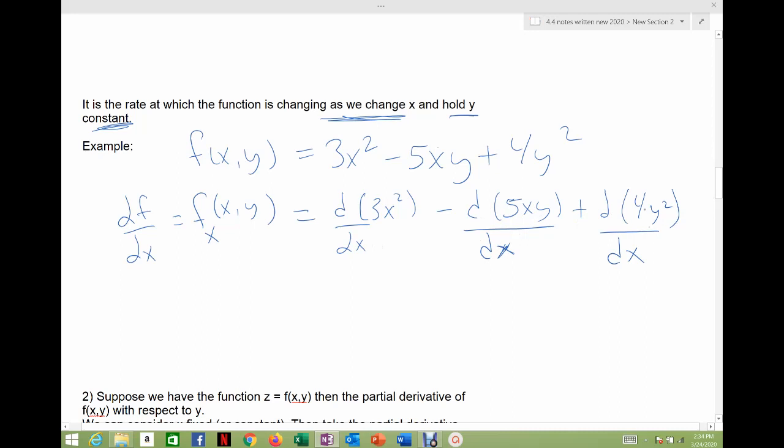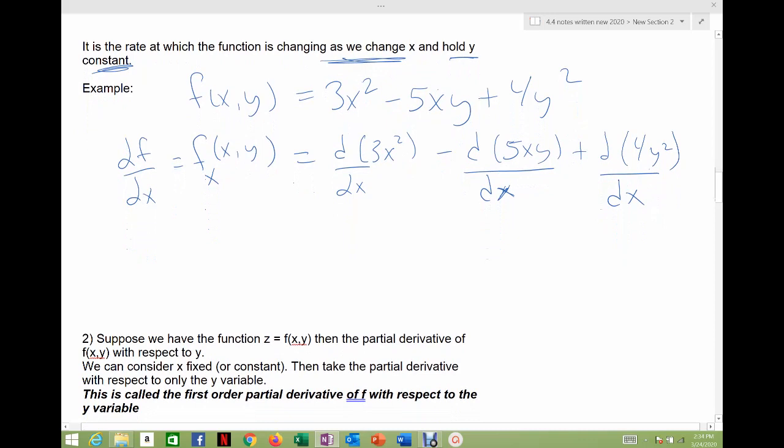And then the last term, 4y squared with respect to x. Remember, y behaves like a constant. Alright, so the derivative of this with respect to x, well, this is an x function, right? So I take the derivative just as if it was just what we did in the last sections, using my power rule. So I'm going to get 6x to the first, alright, so there's the derivative of that piece.